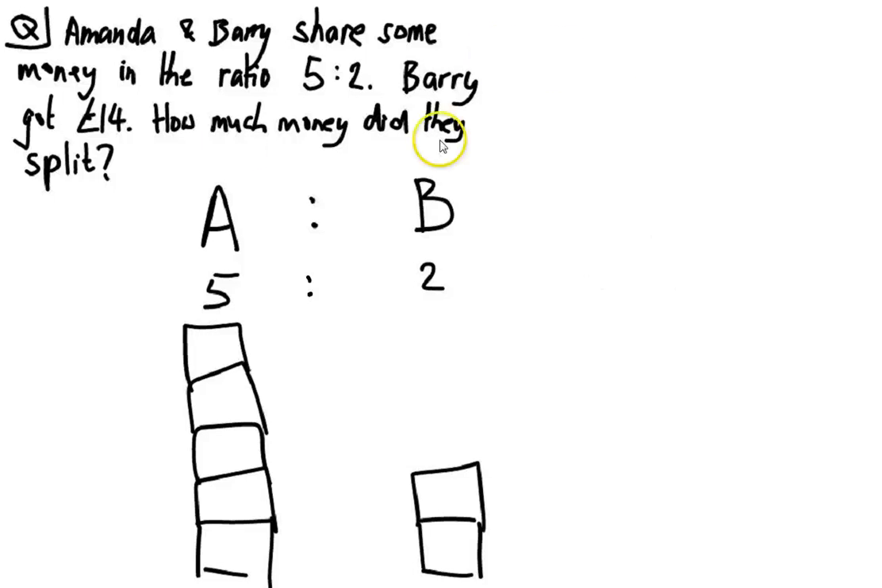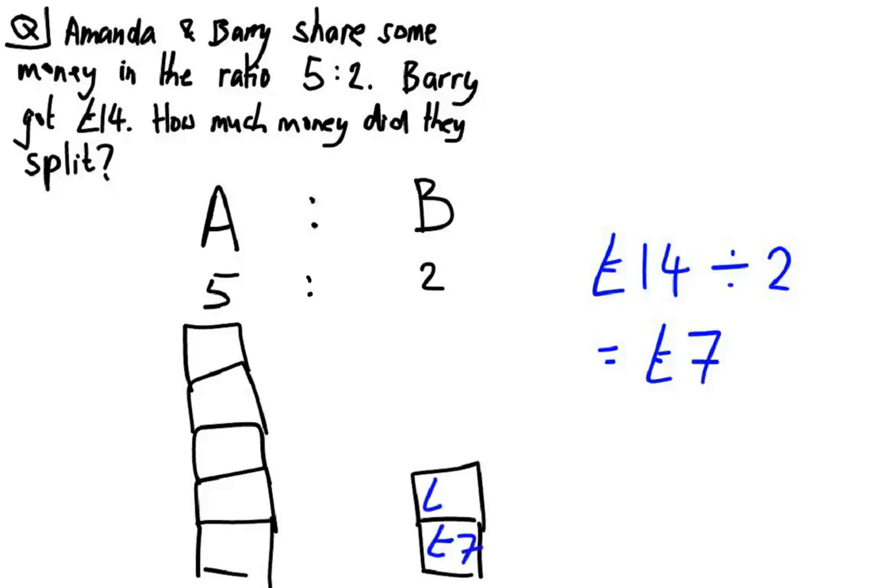Okay, now you know in total that Barry got £14. So these two boxes have to make in total £14. So what you're going to do is £14, and you are going to split that equally between 2 boxes. So each of those boxes is worth £7. So very quickly, just bear with me while I fill each of these boxes in. £7, £7, and remember, all of the boxes are worth exactly the same. So I've just filled in the £7 in each box.